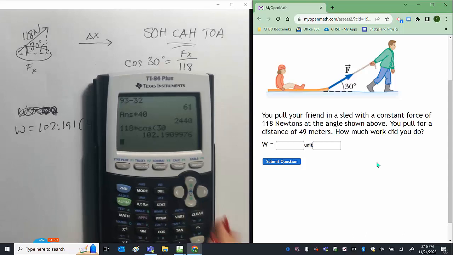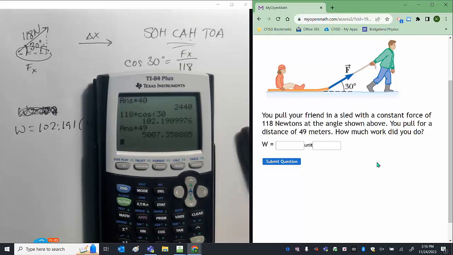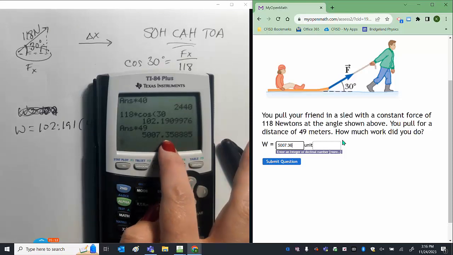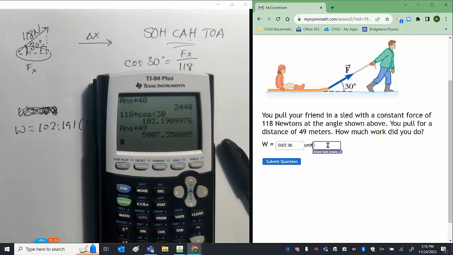Okay, and so I can take my answer and multiply by 49, and I get 5,007.36 if I round it to 2 decimal places. Again, you'll notice I did not round until the very end. Rounding earlier could throw off your answer in my open math.